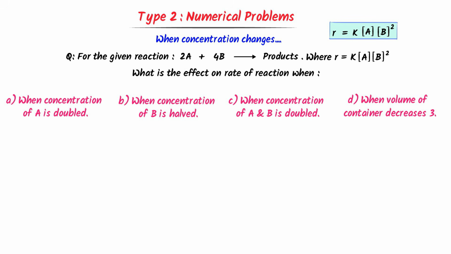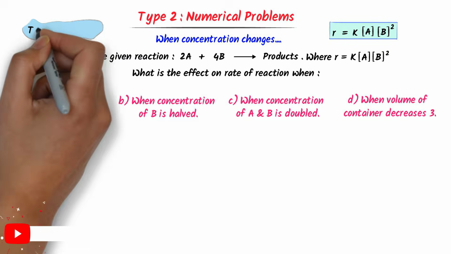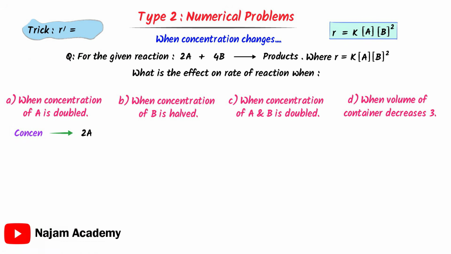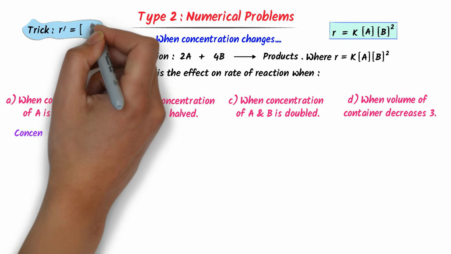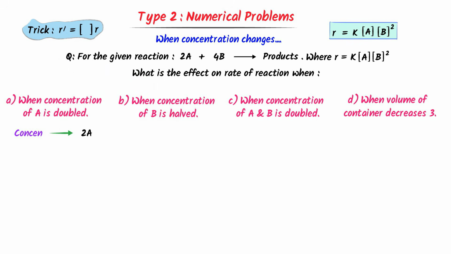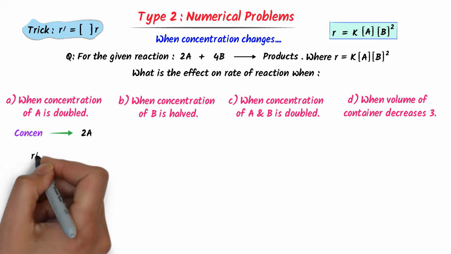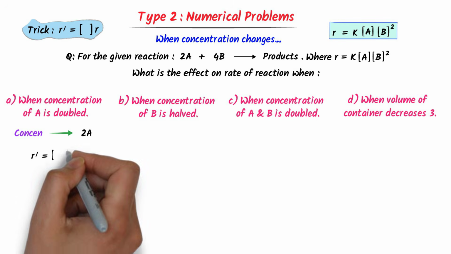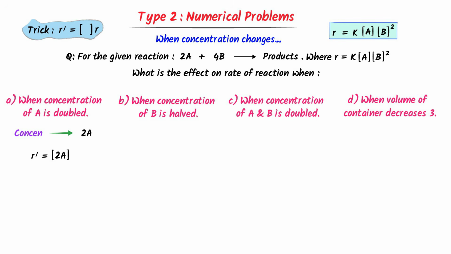Now in the first part, we are asked to find the effect on rate of a reaction when concentration of A is doubled. I write concentration of A changes and it becomes double, or 2A. Now I will use my personal trick to solve type 2 numerical problems. The trick is R dash is equal to change in concentration into R. I write R dash is equal to the change in concentration is 2A.